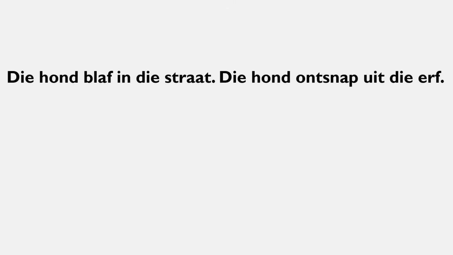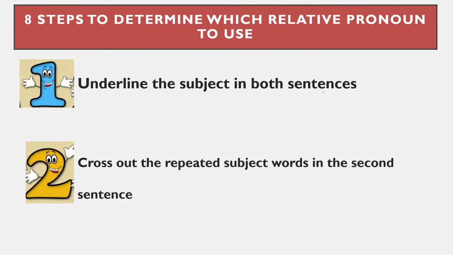Right. So we're going to use these two sentences. Die hond blaf in die straat, die hond ontsnap uit die erf. And we're going to follow these 9 steps to decide which relative pronoun we use. So now I know in grade 8 and grade 9, you'll still probably use these steps because it's new to you, right? But when you get to grade 11 and 12, these relative pronouns are going to come automatically to you, right? You'll know exactly which one to use. So let's just follow the steps and see.